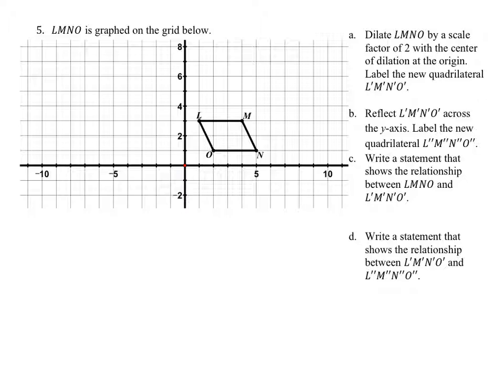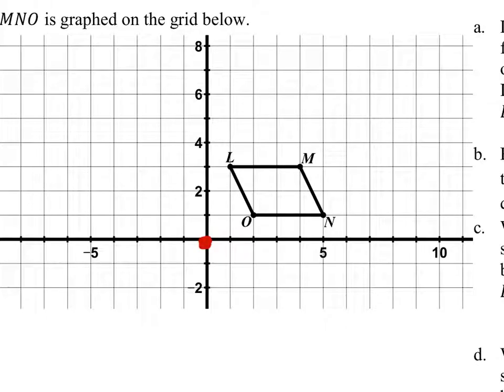Let's dilate LMNO by a scale factor of 2 with the center of dilation at the origin. Label the new quadrilateral L prime, M prime, N prime, O prime. Okay, so we do have the center of dilation at the origin right here. And this one will be a scale factor of 2. So once again, we could identify these.